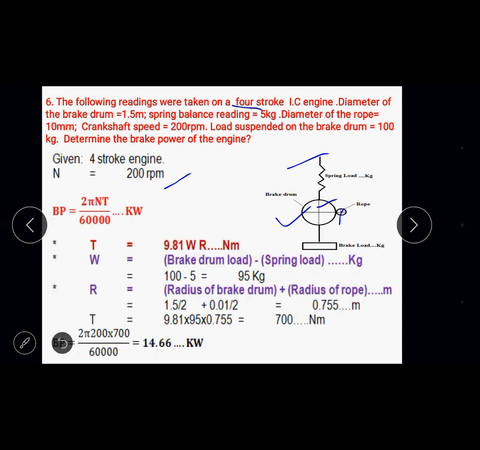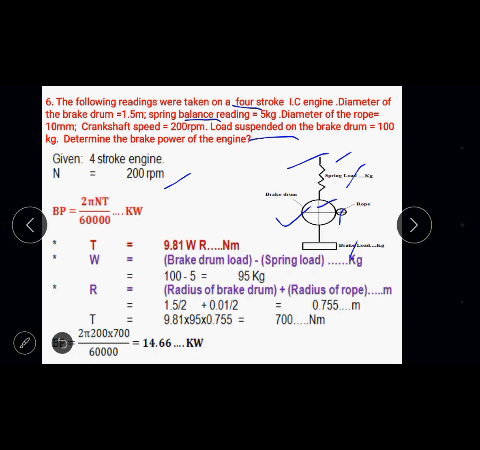Then, the spring load and brake load are both given in the problem. The load suspended on the brake drum, that is the brake load, is 100 kg. And the spring balance reading you can find over here. Spring balance reading is given as 5 kg, so it is the spring load. So spring load is 5 kg, brake load is 100 kg. With the help of this, all the parameters are given: brake load 100 kg, spring load 5 kg, brake drum diameter 1.5 meter, rope diameter 10 mm. With this, we can find out the torque.